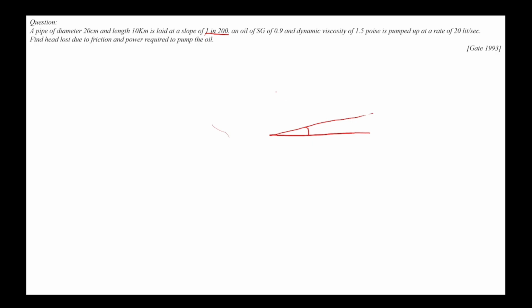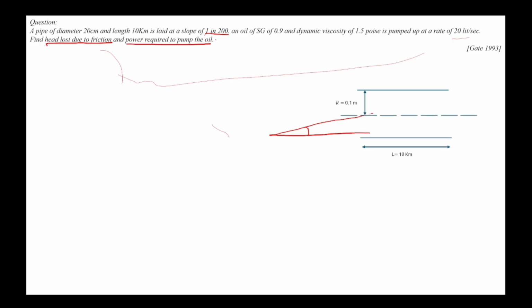An oil of specific gravity 0.9 and dynamic viscosity 1.5 poise is pumped at a rate of 20 liter per second. So we have Q. Find the head loss due to friction and the power required to pump the oil. So very first we will see the figure.